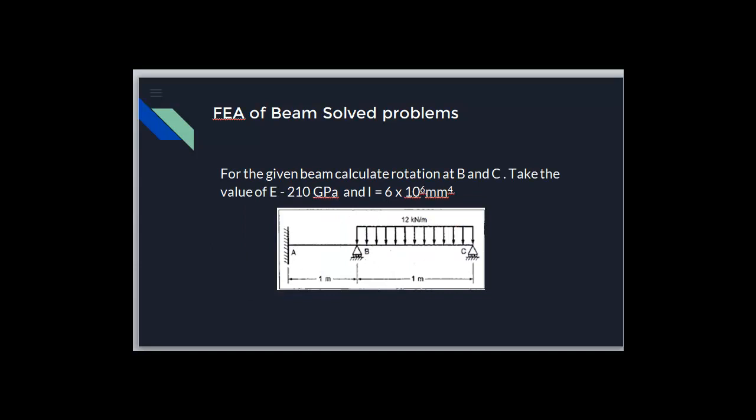Now let us take a beam problem. For a given beam, calculate the rotation at B and C. Take the value of modulus of elasticity as 210 GPa and the moment of inertia I equal to 6 times 10 to the power of 6 millimeter to the power of 4. As you can see, support A is fixed, support B and support C are roller supports, and the beam carries a UDL of 12 kN per meter from support B to C, which spans 1 meter.